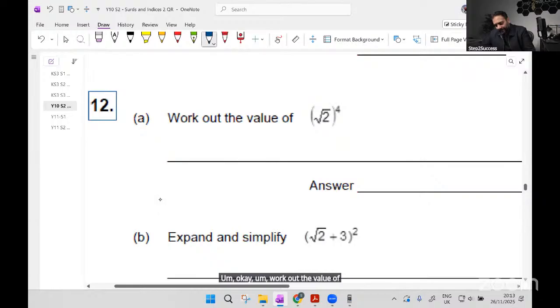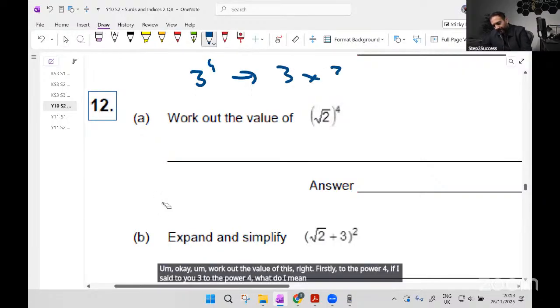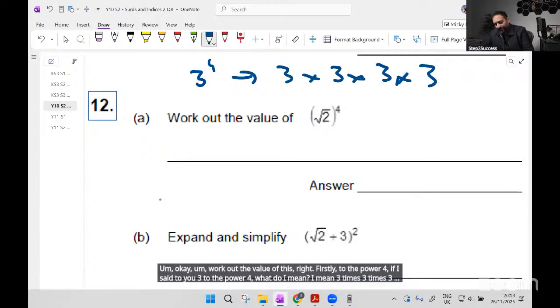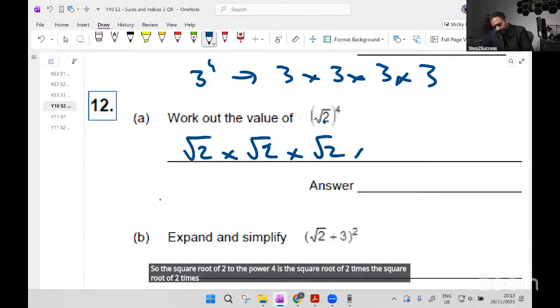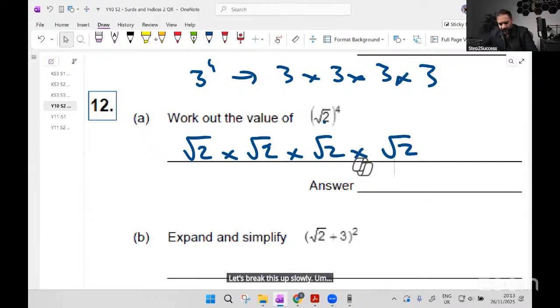Right. Firstly, to the power 4, if I said to you 3 to the power 4, what do I mean? I mean 3 times 3 times 3 times 3. So the square root of 2 to the power 4 is the square root of 2 times the square root of 2 times the square root of 2 times the square root of 2. Okay, let's break this up slowly. Well, there's a few different ways to do this.